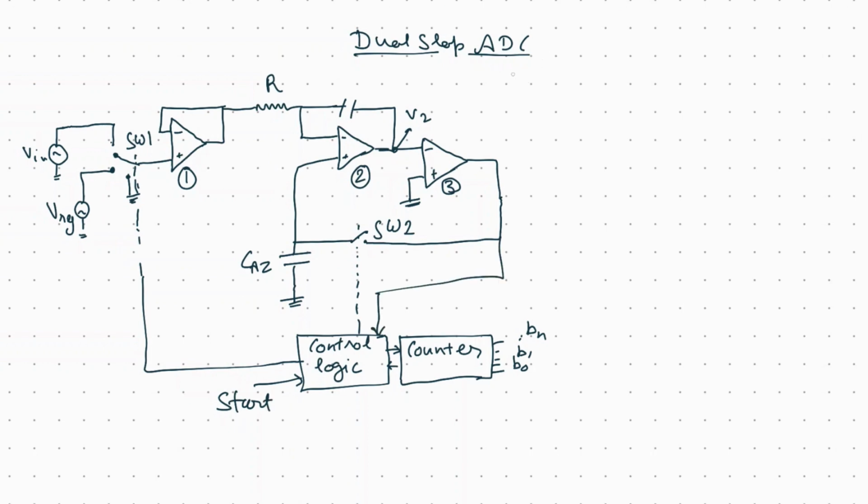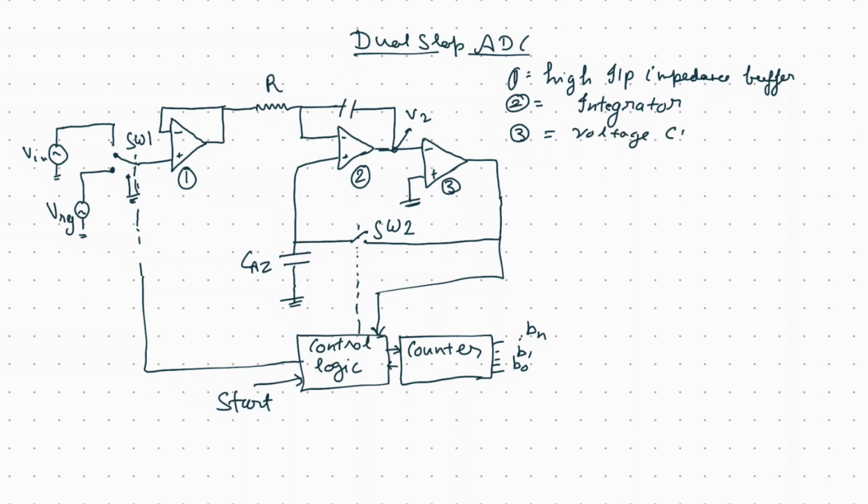So operational amplifier 1 is a high input impedance buffer, operational amplifier 2 is an integrator, and operational amplifier 3 is a comparator. Another important point is that V reference is usually opposite in polarity to V input.